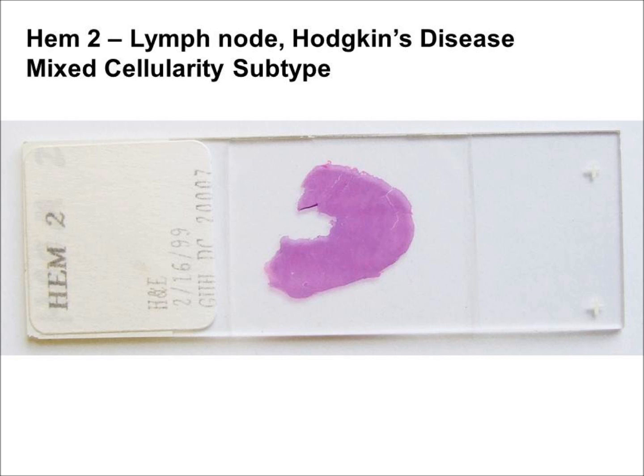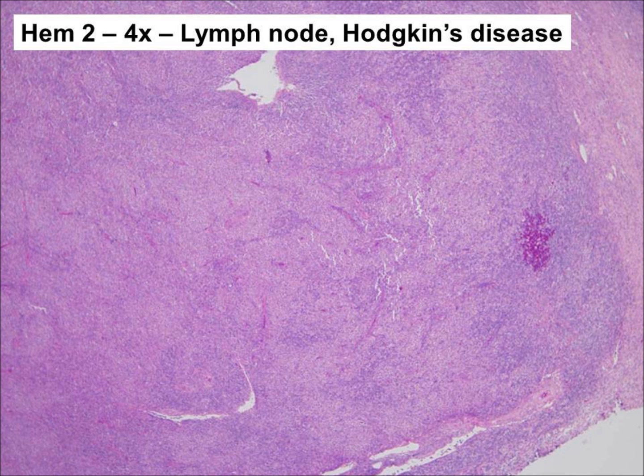The slide labeled Heme 2 is another example of Hodgkin's disease. However, it is of a different subtype. It is of the mixed cellularity subtype and does not have the prominent bands of collagen found in the nodular sclerosis subtype. By eye, observe that this slide contains a single node with a thin capsule. Under 4x magnification, note that no nodes or germinal centers are present, indicating diffuse effacement of the normal architecture.